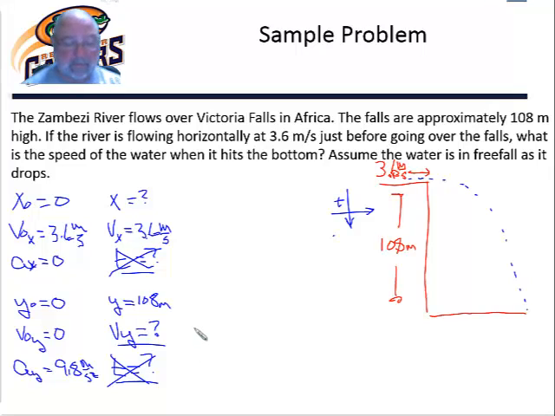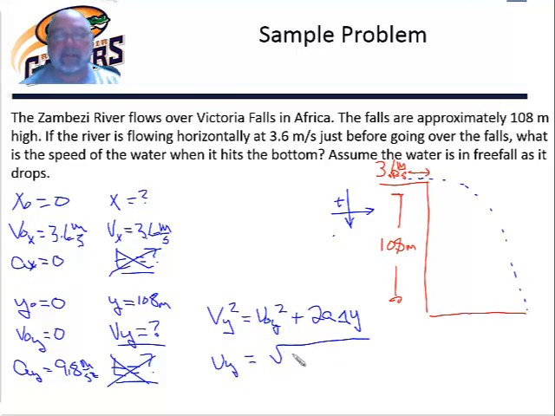Which equation would I use? Well, let's see. I think that's the fourth one because it doesn't have time in it. Vy squared is equal to V0y squared plus 2a delta y. And we're looking for the final velocity, so we don't need to do any rearranging. So Vy is equal to the square root of V0y squared, 0 squared, plus 2 times 9.8 times 108. And after you calculate all of that, that comes out to about 46.0 meters per second. Now this is the y component.